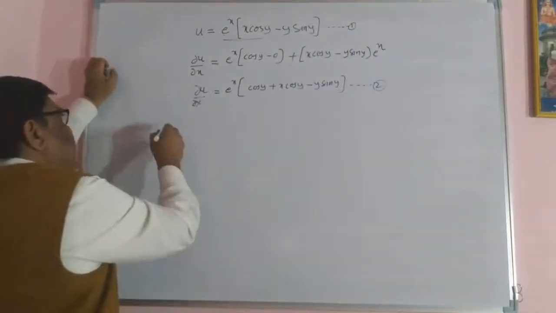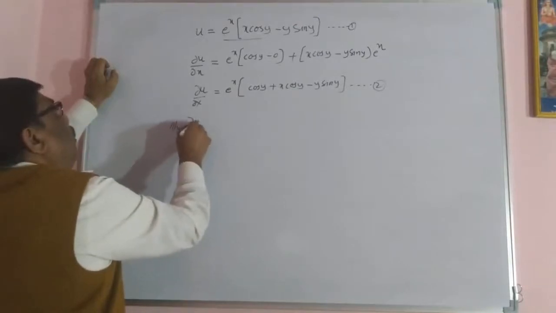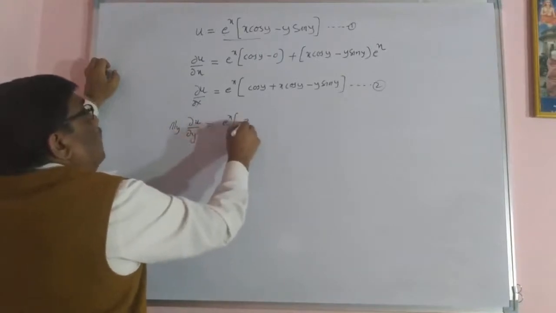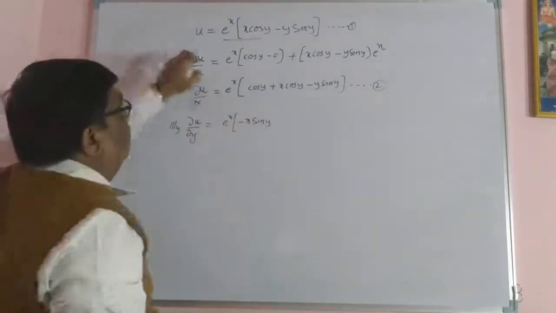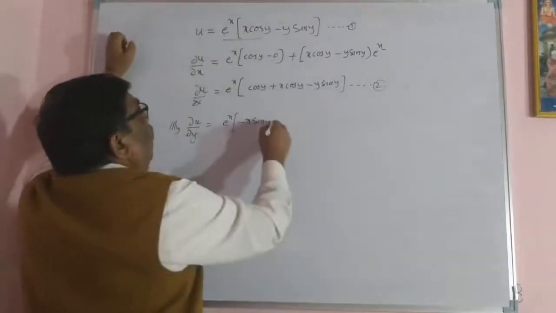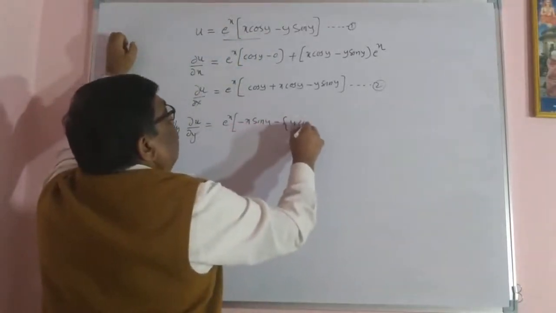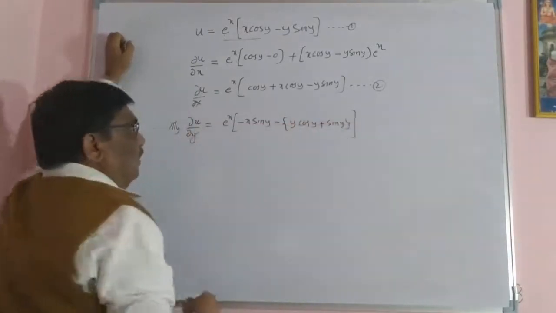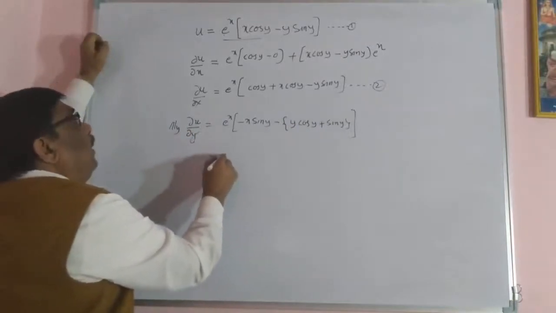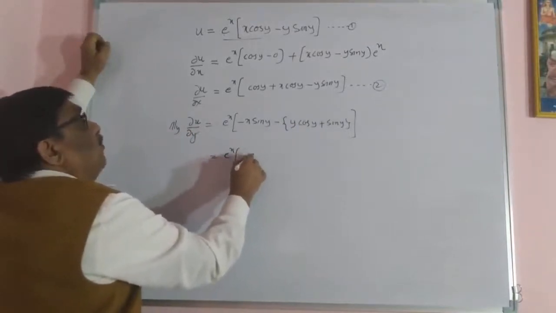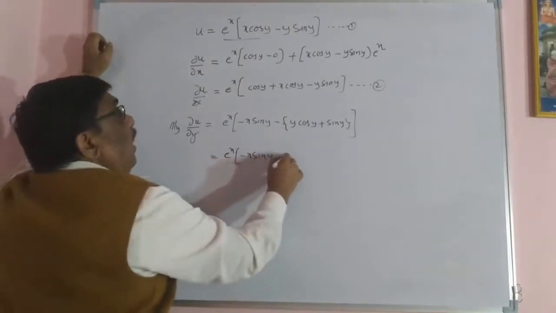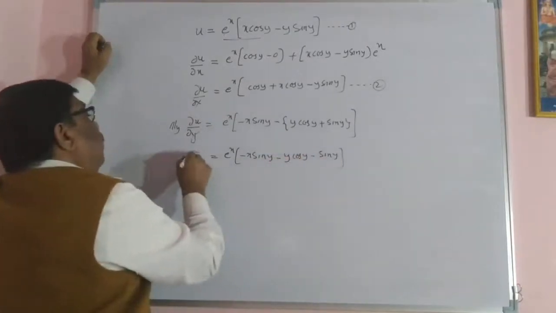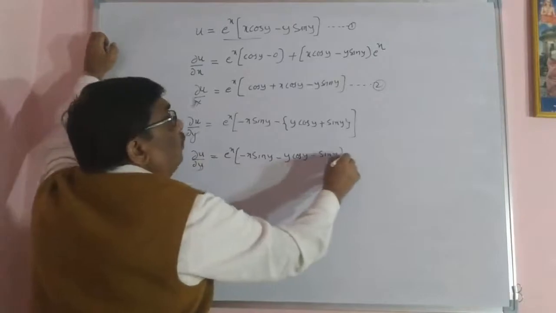Similarly, differentiate partially with respect to y. Dou u by dou y: e raised to x is constant, minus x sin y, this term, and the product rule I am applying. y constant, derivative of sin is cos y, plus sin y constant, derivative of y is 1. That is equal to e raised to x into the bracket minus x sin y minus y cos y minus sin y. Dou u by dou y. Call it equation number 3.